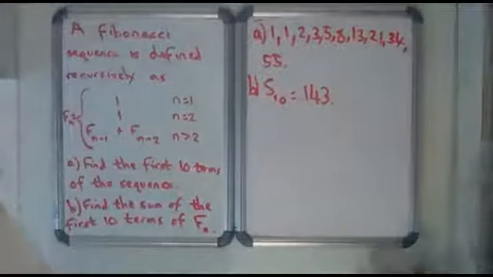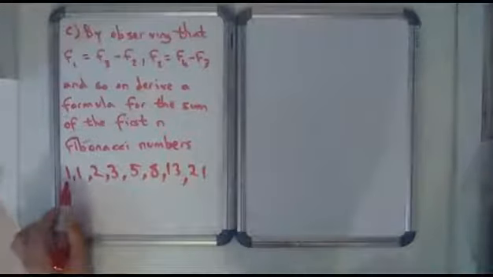Part C is a lot more tricky. By observing that f1 equals f3 minus f2, f2 equals f4 minus f3, and so on, find the sum of the first n terms. So if we consider our sequence that we had before, 1, 1, 2, 3, 5, 8, 13, 21, and say I wanted to find the sum of the first 8 terms. I think I've just written 8 numbers. So 1, 2, 3, 4, 5, 6, 7, 8. I want to find the sum of the first 8 terms.